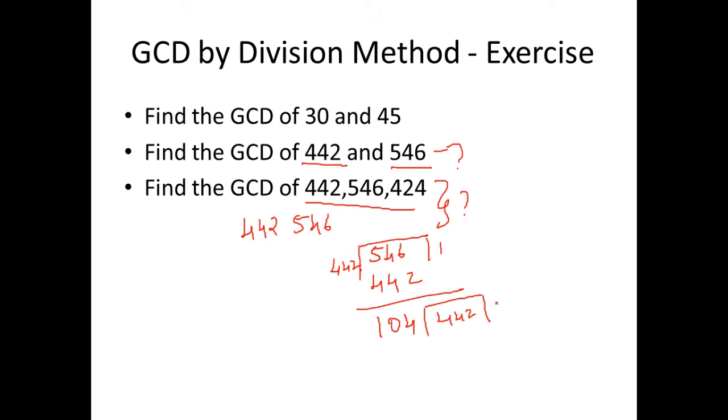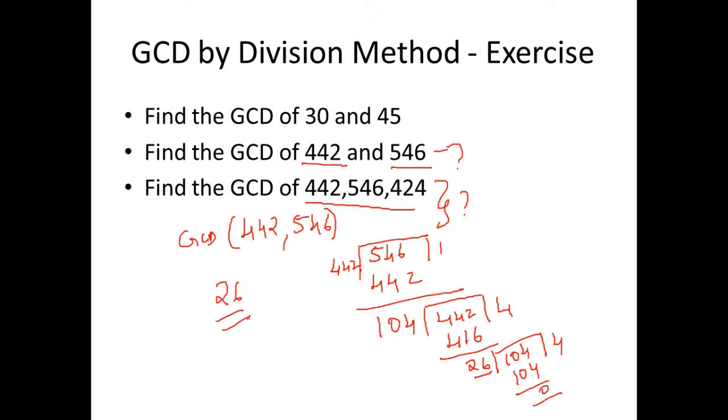So 104 into 4, that will be nothing but 416. So what is the remainder here? This is 26. Once you get a remainder, you divide it with the divisor. So 26 into 4 leads to 104. So you get a remainder as 0. So the divisor which led to a 0 remainder is called the GCD. So GCD for 442 and 546 is nothing but 26.